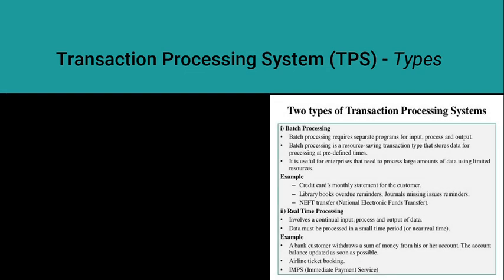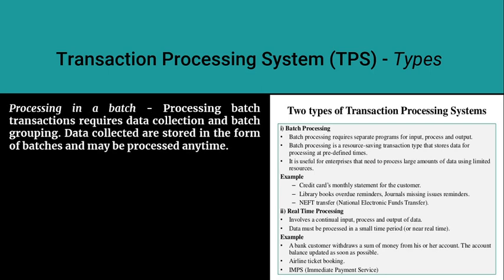Next we are going to see the types of transaction processing system. Now we are studying the types of information system. Under that we are studying transaction processing system, and under transaction processing system now we are going to see the types of transaction processing system. Let's see. Here we are going to learn about two types of transaction processing system. One is batch processing system and another one is real-time processing system. So let us see first the batch processing system.